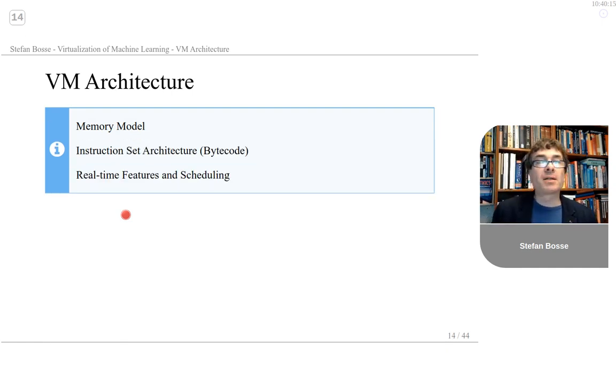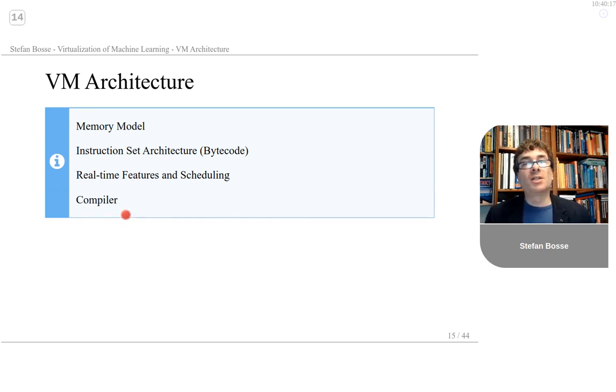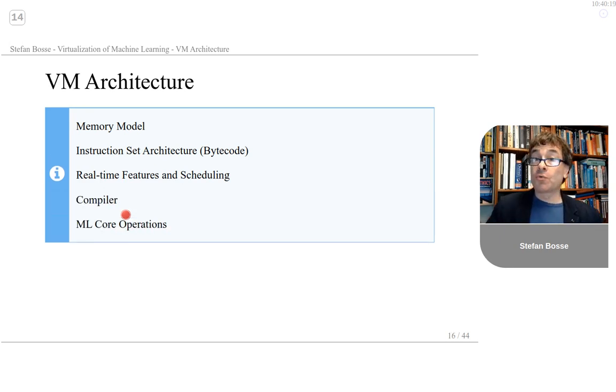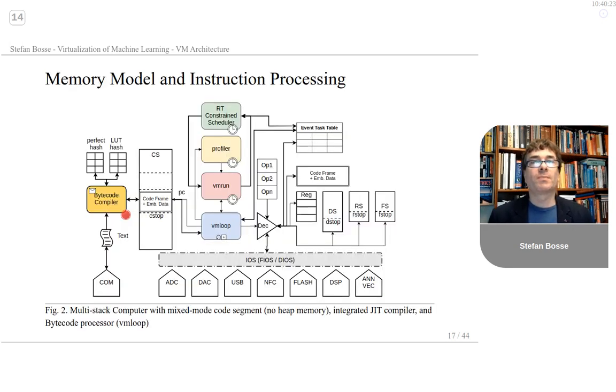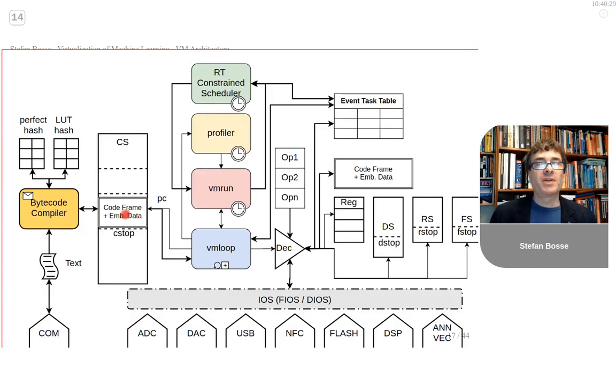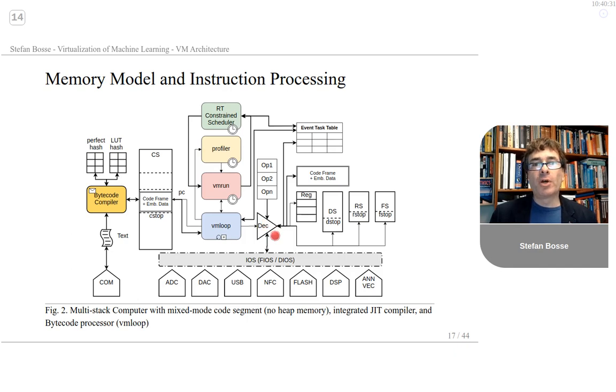that finally means the bytecode, real-time features and scheduling, the compiler itself, and of course you're waiting for the machine learning core operations. Here you see the architecture of the REXA VM, and it's a stack processor. That means most operations are performed via stack memories, data stack, return stack, functional stack memory, and some registers.